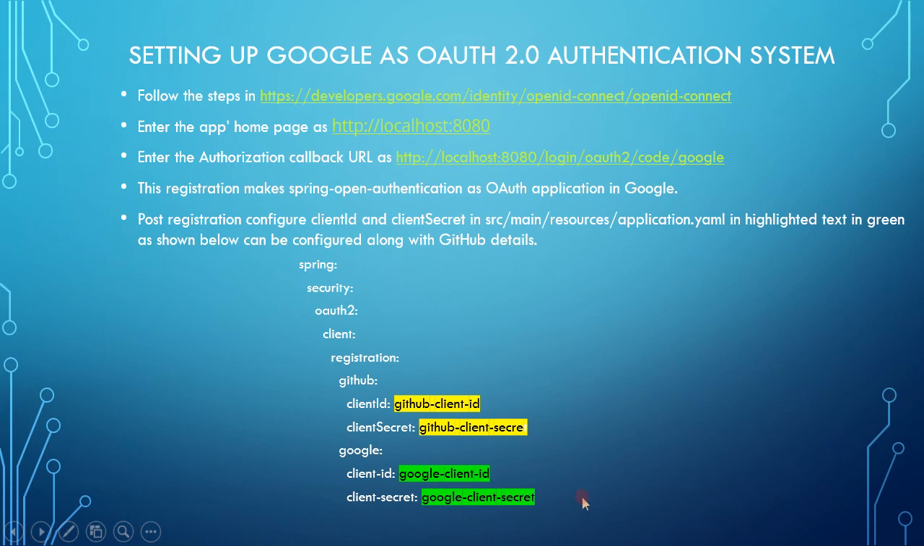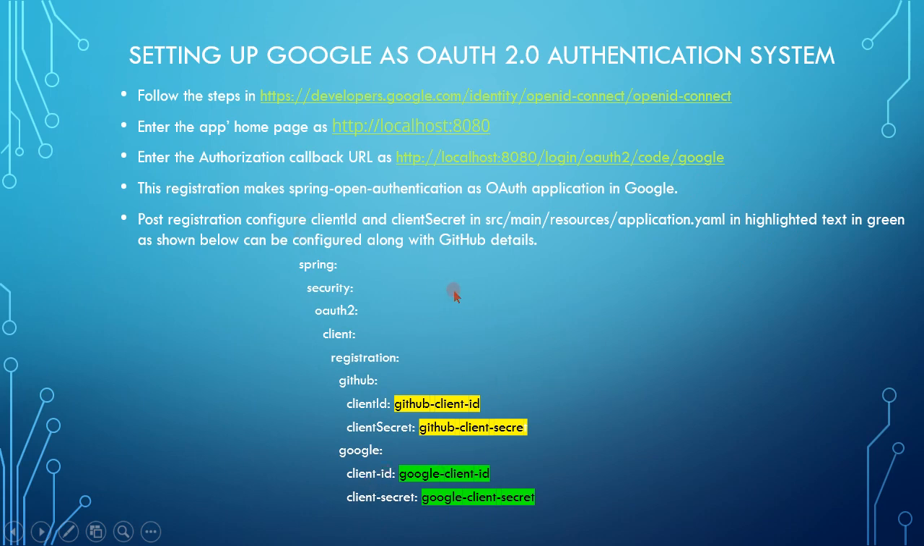So next is registration of our open authentication client with the Google authentication system. So click on this link to register. On the registration page, enter the app home page as this, and the callback URL is this. This is different from the one which we did for GitHub. See, you can see it is ending with /google. Okay, and again, we will get a client ID and client secret, which have to be configured like this as below.